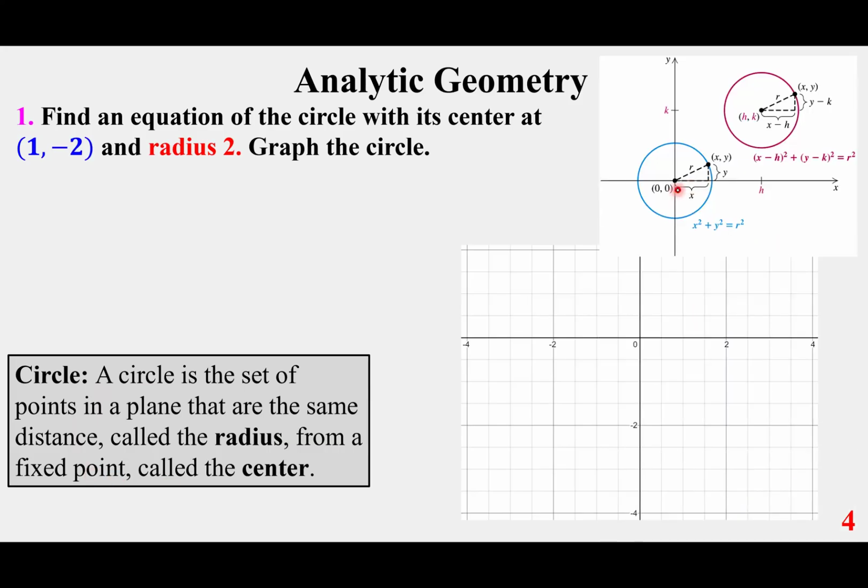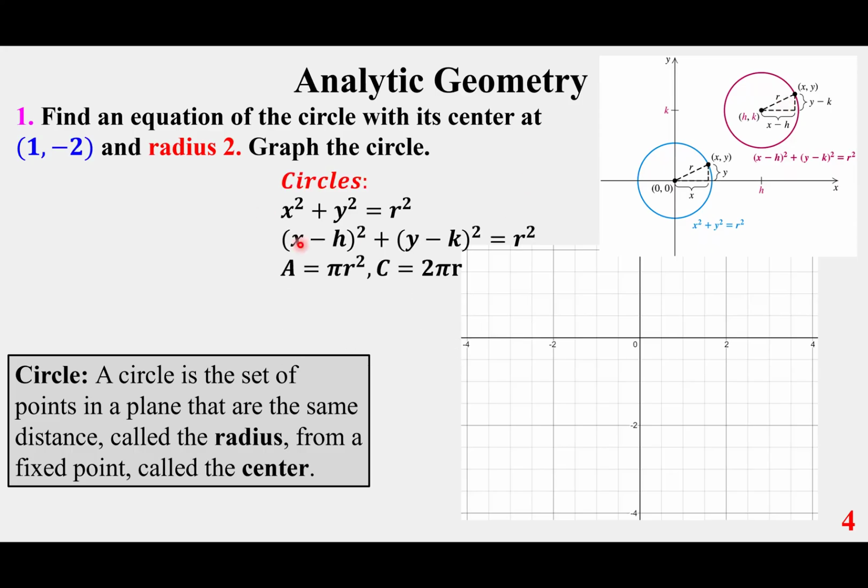So if it's centered at (0, 0), x squared plus y squared equals r squared. It simply follows the Pythagorean theorem, a squared plus b squared equals c squared. If it's centered at (h, k), then (x minus h) quantity squared plus (y minus k) quantity squared equals r squared. It's very straightforward. It comes from the Pythagorean theorem and the distance formula. So a circle has this formula if the center is (h, k). We know the area is pi r squared, circumference is 2 pi r.